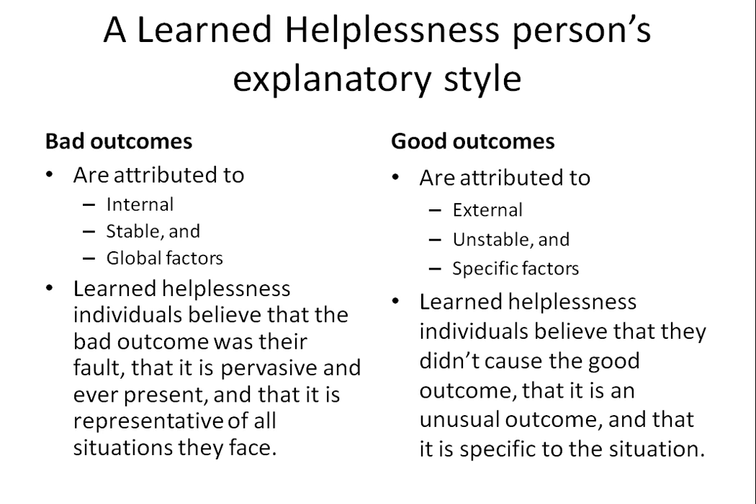A learned helplessness person's explanatory style is deficient because they view bad outcomes as attributed to internal, stable, and global factors. Learned helplessness individuals believe that bad outcomes were their fault, that it is pervasive and ever-present, and that it is representative of all the situations they face. Good outcomes are attributed to external, unstable, and specific factors. Learned helplessness individuals believe that they didn't cause the good outcome, that it is an unusual outcome, and that it is specific to the situation.